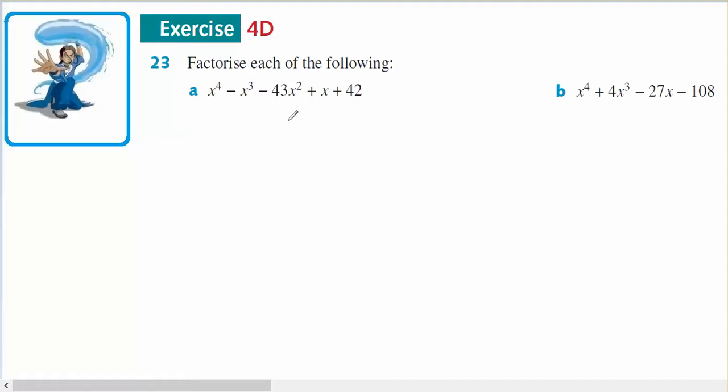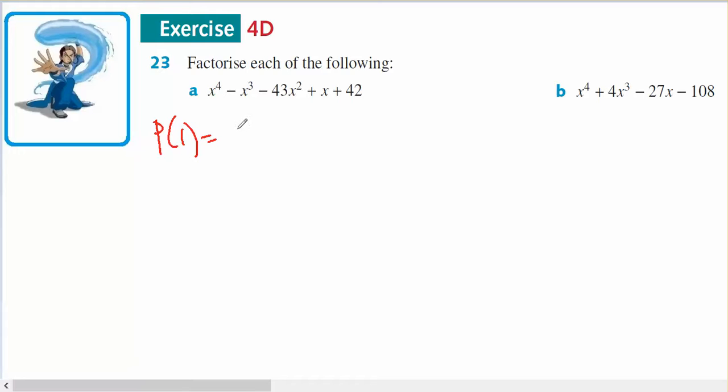So what I would like to do is find at least two linear factors and then do a division. So always I'm going to start with P of 1. And I like P of 1 because I've got a negative 43 and a positive 42. And with all these x's, I could probably get a 0.